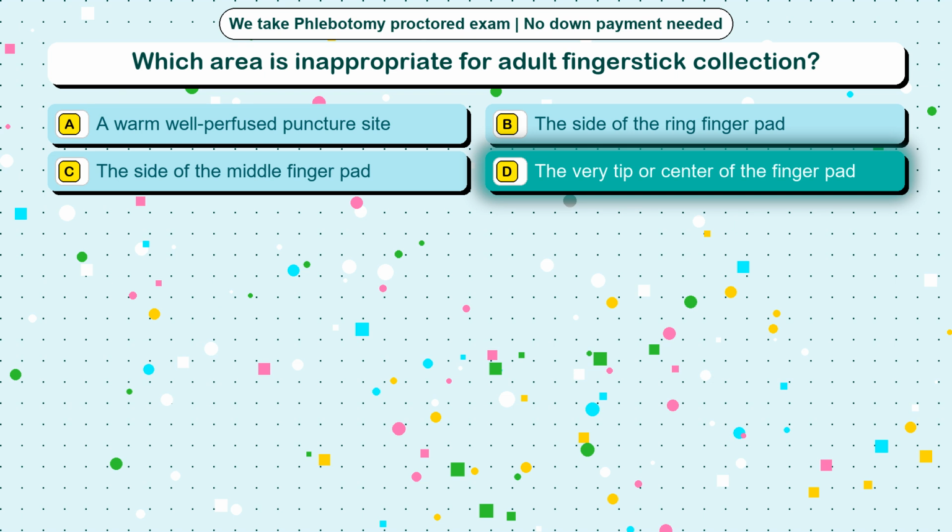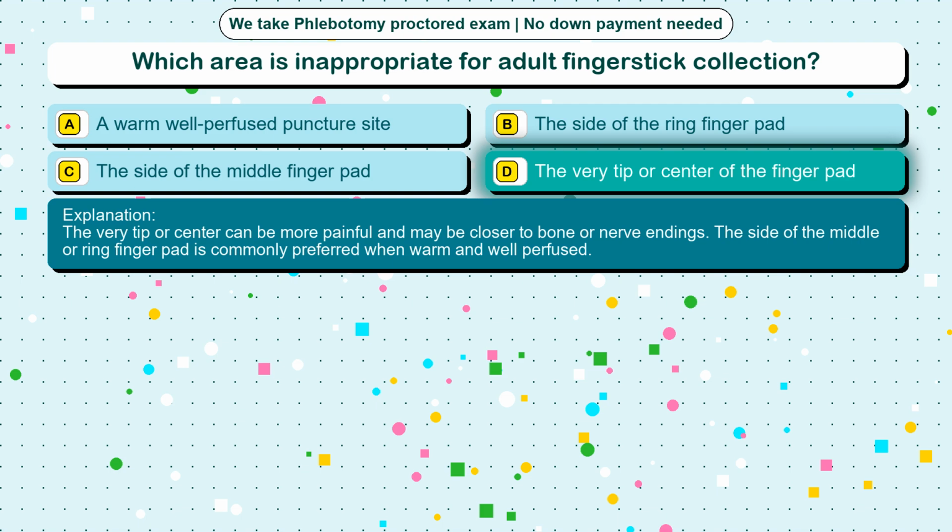The correct answer is option D. The very tip or center of the finger pad. The very tip or center can be more painful and may be closer to bone or nerve endings. The side of the middle or ring finger pad is commonly preferred when warm and well perfused.